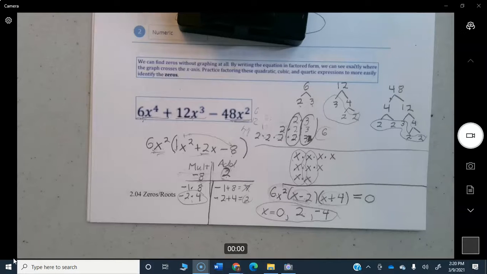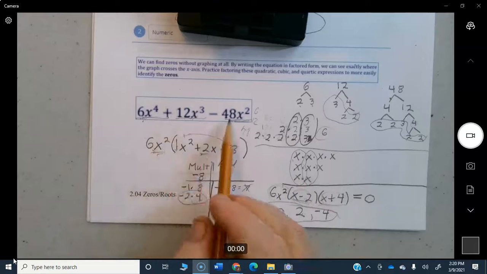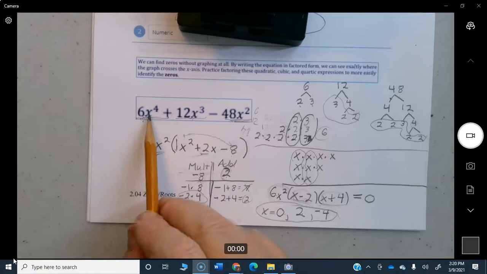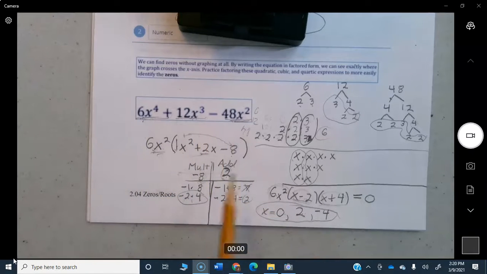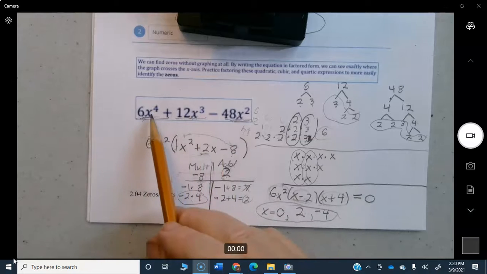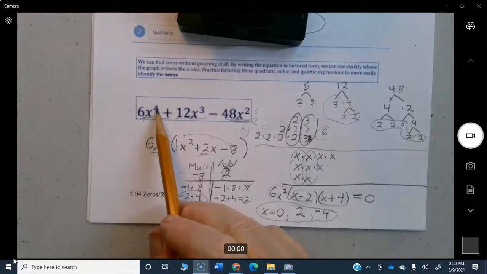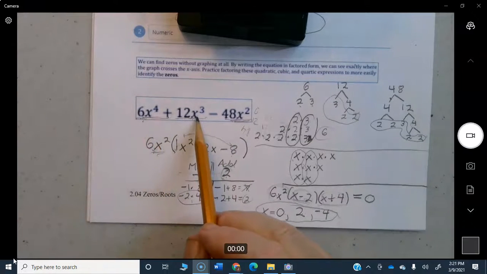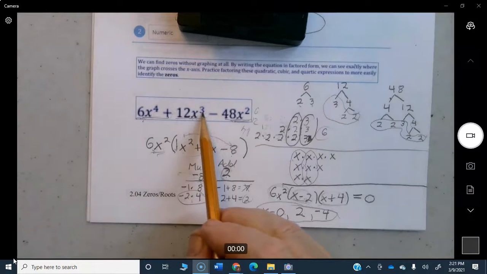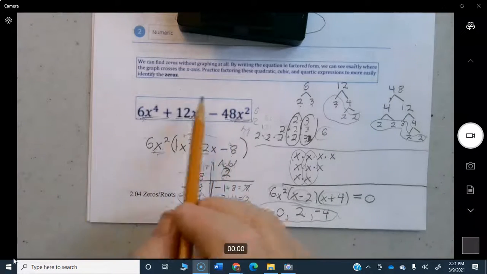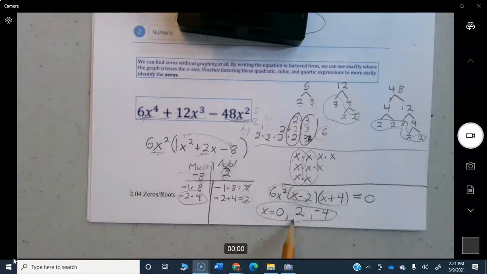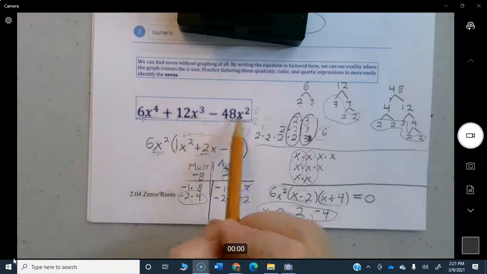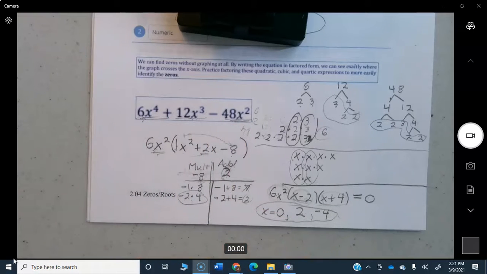Those are your zeros. If you want to test it, you can come back up here and plug any one of these into the original equation. If you plug a 0 in for all these x's, that's clearly going to be 0. If you plug a 2 in, though, 2 to the 4th is 16 times 6 is 96. 2 to the 3rd is, anyway, those numbers are big to do in my head, so I'm not going to do it. But if you plug any one of these three numbers in for x, you'd find that this equation would go to 0. Okay? So that's how you do that. Okay, let's keep going.